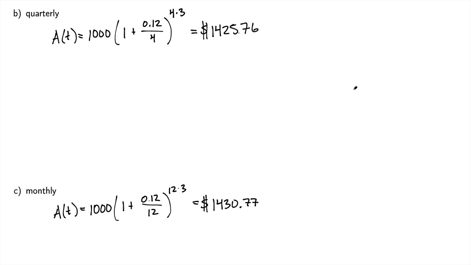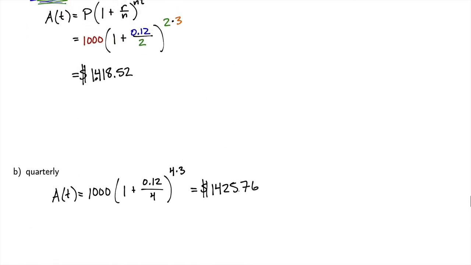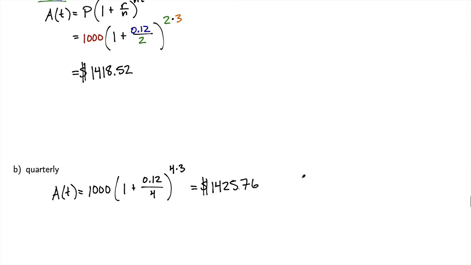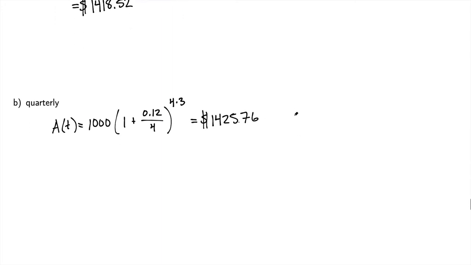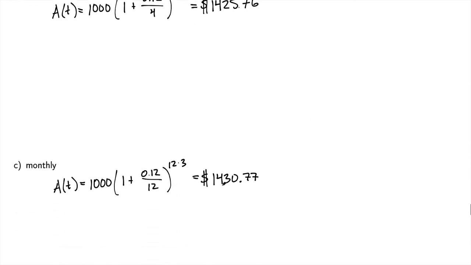Now you'll notice that as we increased n, we started up here just compounding semi-annually, we had 1,418, and then we went to quarterly, 1,425, and then got to 1,430. And so the more often that we compound, the more we're going to end up with. That makes sense because we more quickly get to earn interest on the interest that we've earned.